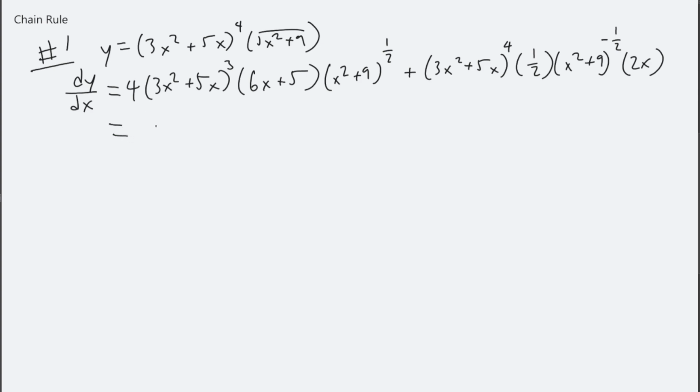All right, now that we've basically got the hard part out of the way, we're going to make everything a little bit easier, simplify everything here. We're going to factor out some common factors here. We're going to factor out our 3x squared plus 5x exponent 3. We're going to factor out our x squared plus 9 to the exponent a half.